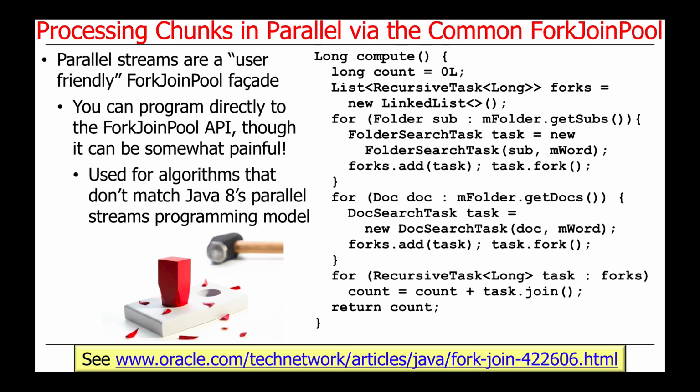There are, however, some types of algorithms that don't really match the parallel streams programming model very well. There's one that you can take a look at in this article at the bottom of the page, which is basically a directory hierarchy traversal program. I think I've written it both with parallel streams and with the fork join pool, and the fork join pool is arguably a better way to go for this. I'll leave it at that. You can take a look at the code in this example. And I actually have my own variant of this in my live lessons repository.